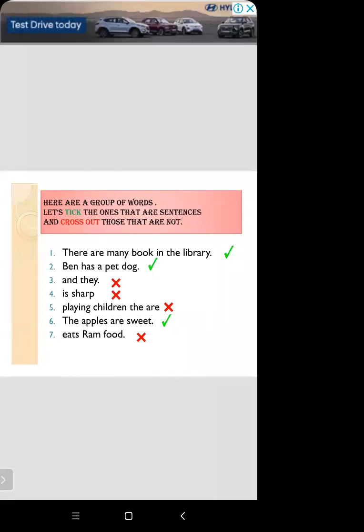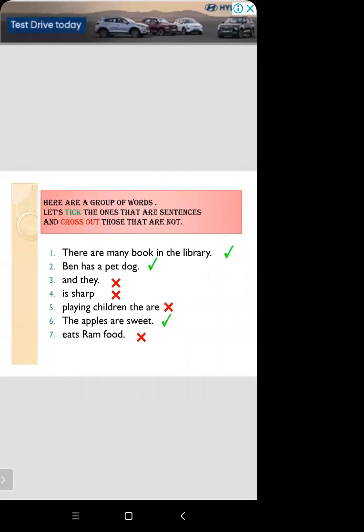Okay. Number 5, playing children the are. जो हम बात कर रहे हैं, playing children the are. So does it give any sense? No, it is not placed in correct order. It does not give any sense. So it is not a sentence. Clear, student? Number 6 is here. The apple are sweet. It gives a sense. Have you understood it? Yes. So I can say that we all have understood the sentence, the apple are sweet. So this is a sentence.